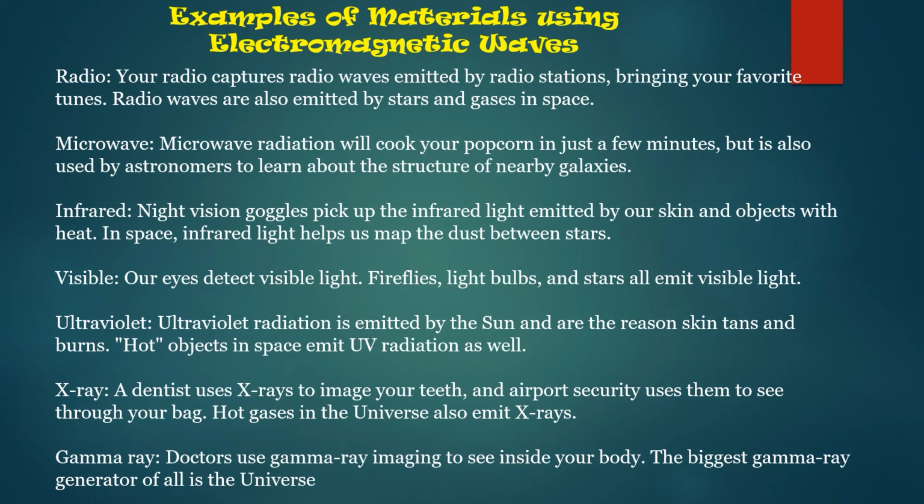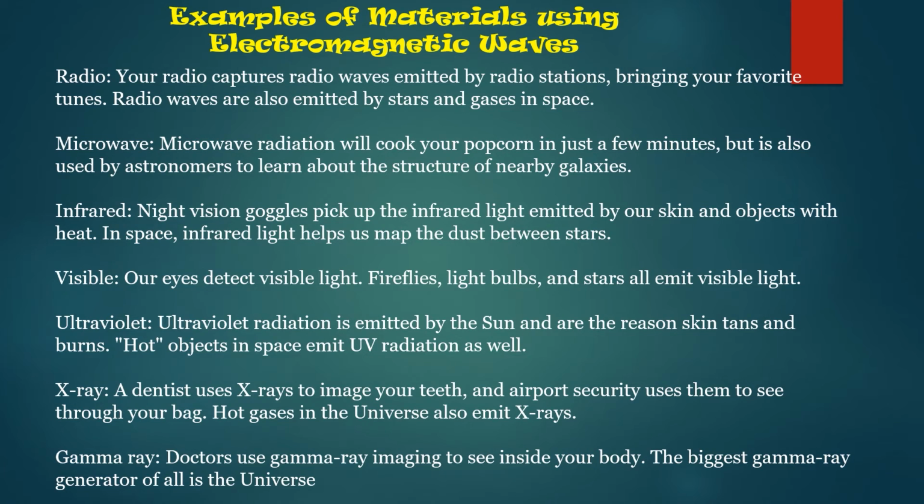Microwave radiation will cook your popcorn in just a few minutes. It is also used by astronomers to learn about the structure of nearby galaxies. Night vision goggles pick up the infrared light emitted by our skin and objects with heat. In space, infrared light helps us map the dust between stars. Our eyes detect visible light. Fireflies, light bulbs, and stars all emit visible light.